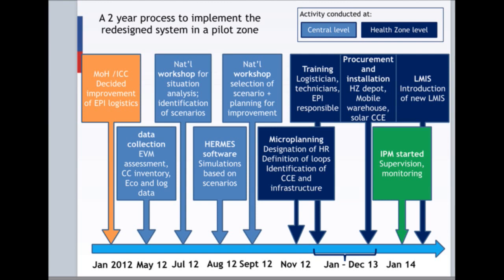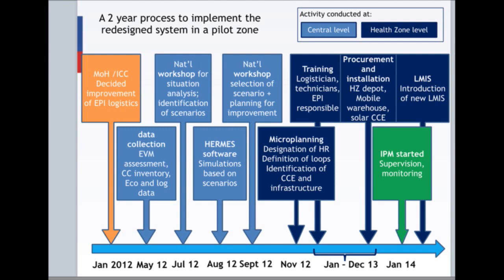Also, there was a decision to switch from kerosene fridges to solar cold chain, and also to go for the professionalization of the supply chain management. This took 9 months just to have this decision and plan. And another year to have the system implemented.